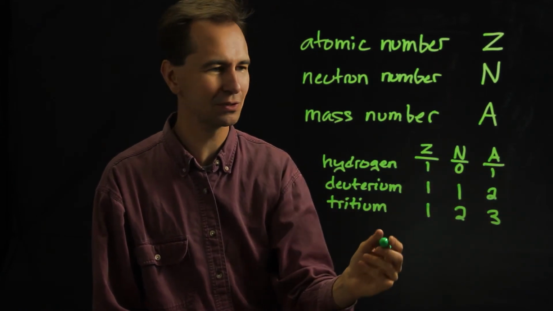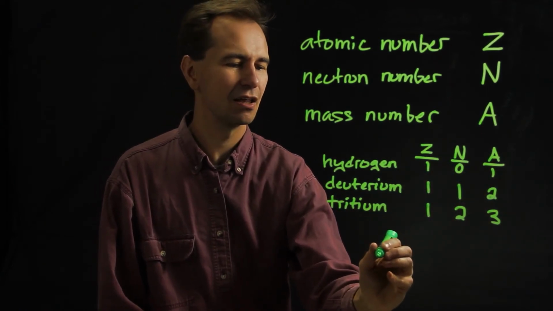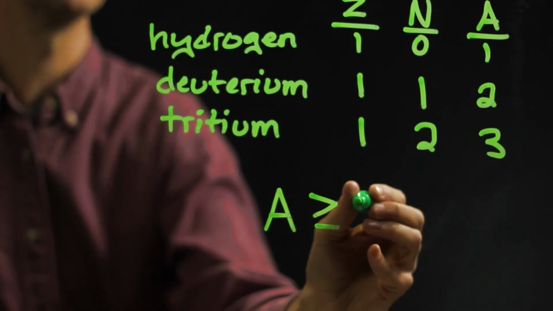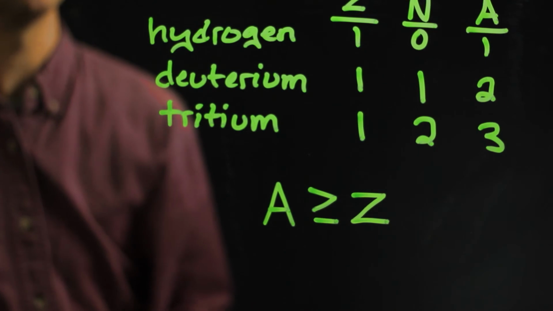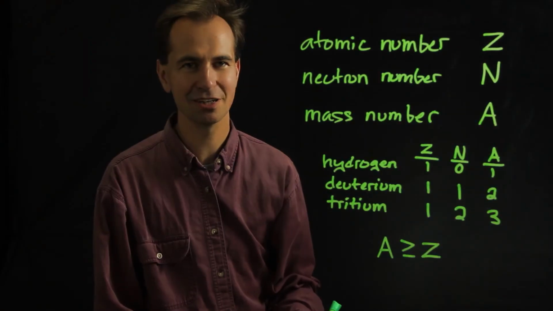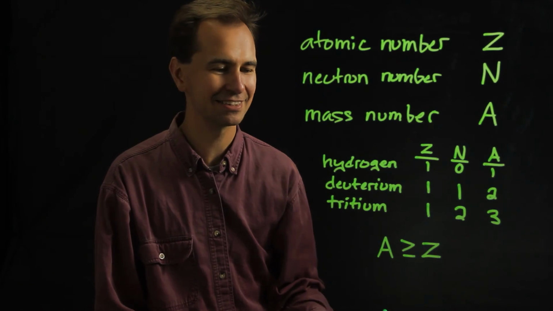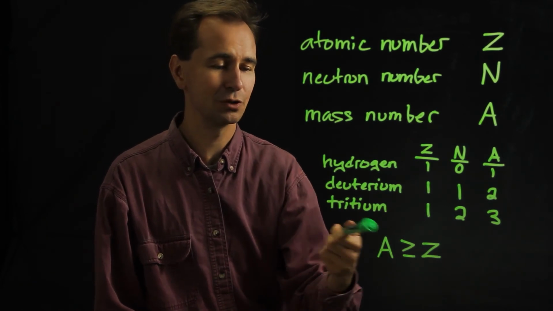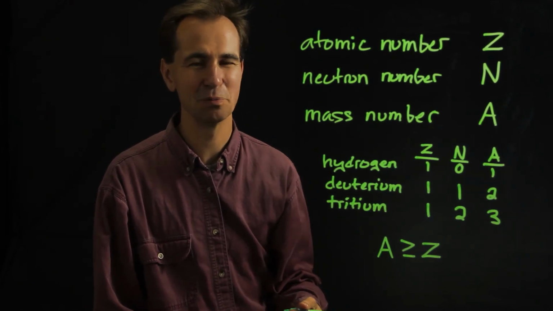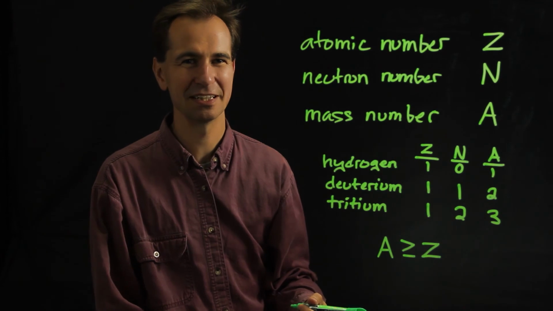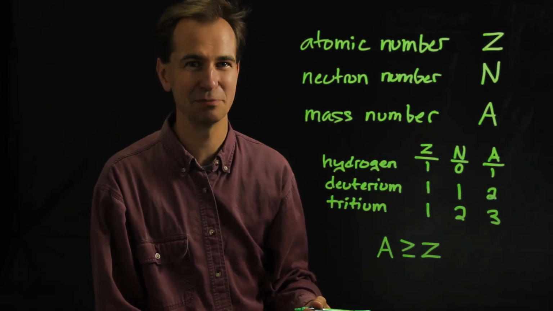One thing that you'll notice is that the mass number is always greater than or equal to the atomic number. So if you know how many protons an atom has, and by extension, how many electrons it has, you can guarantee that its mass number will be bigger than that or the same as that. Usually bigger, because most elements, especially above hydrogen, have some neutrons too.